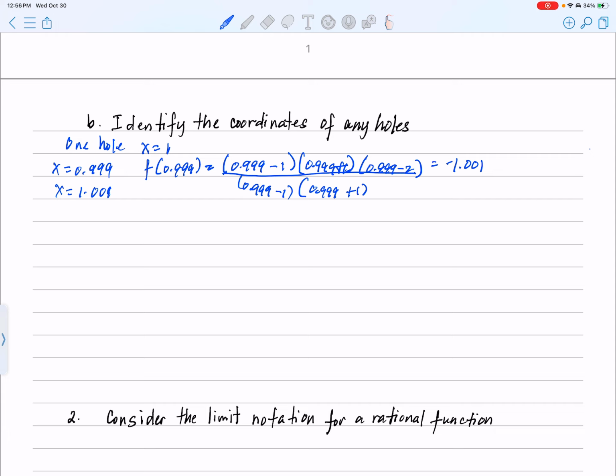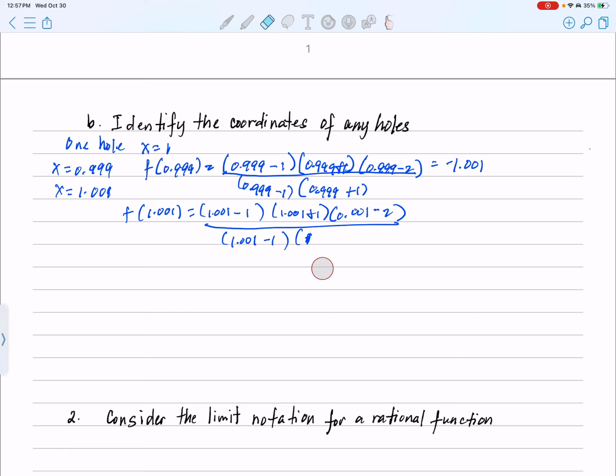Do the same thing if you use 1.001. Do the same thing by doing that. Okay? 1.001 plus 1.001 minus 2. Then you have 1.001 minus 1, then 1.